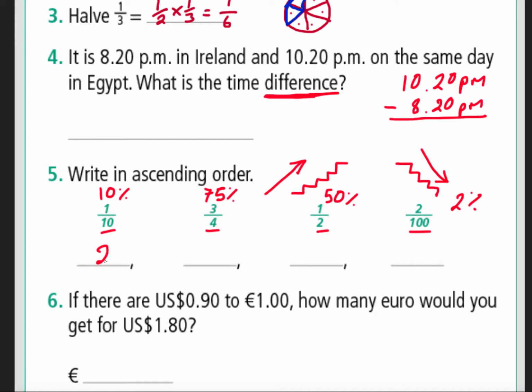Now don't write in 2% here and 10% here. Write them in as they give you them in the question. So the smallest one, 2%, that's 2 over 100. Okay, and then you can fill the rest in as they get bigger.